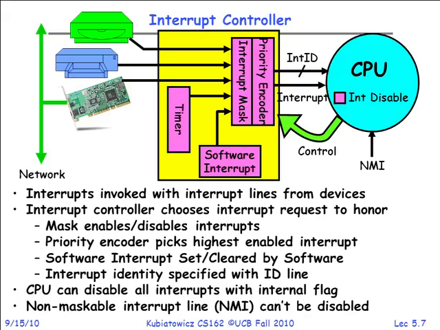NMI is often used for extreme game over type scenarios like power. It can be used for uncorrectable memory error. There are several things where it doesn't matter if you have interrupts disabled, because whatever you're doing is about to die as well, so just try to do something. And NMI is usually a pretty desperate act.